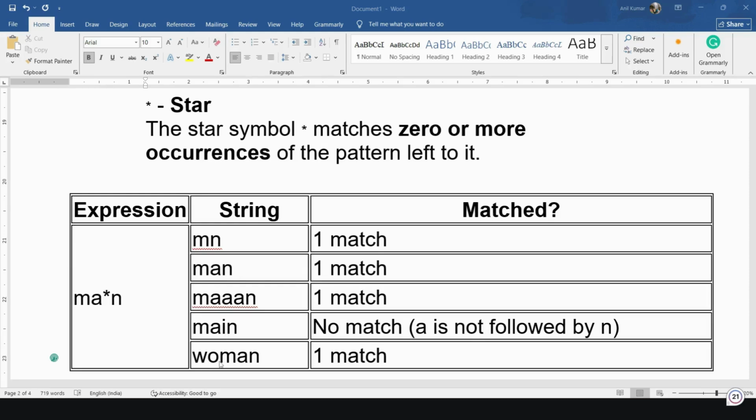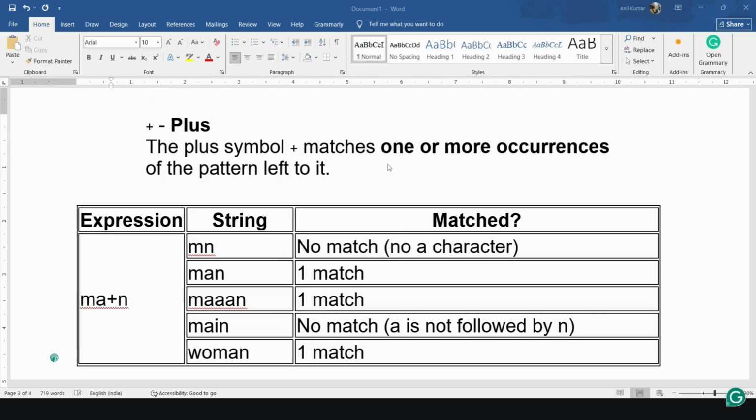Again, coming to this woman, you can see again MA followed by N, so this is also matching. Even though it does not start with this, because we are not looking into the start, I'm not using any caret here. I'm just going to verify whether this occurrence of A is 0 times or 1 time or multiple times. So here this MAN is indicating that yes, A is occurring 1 time, hence a match is found here.